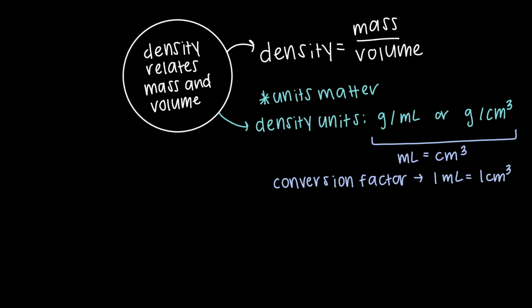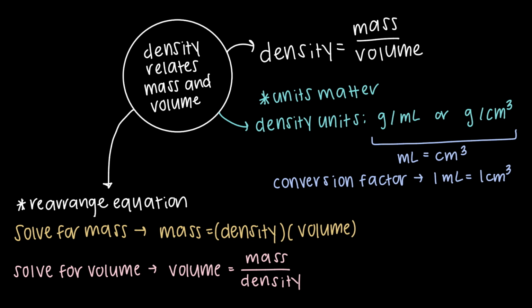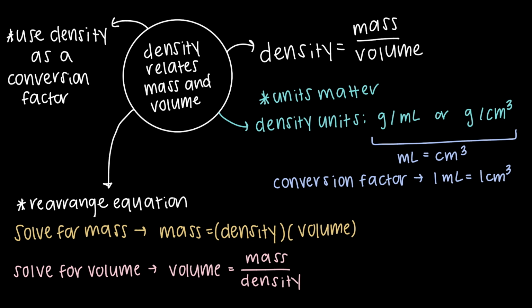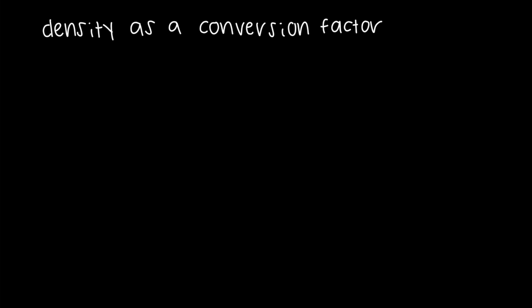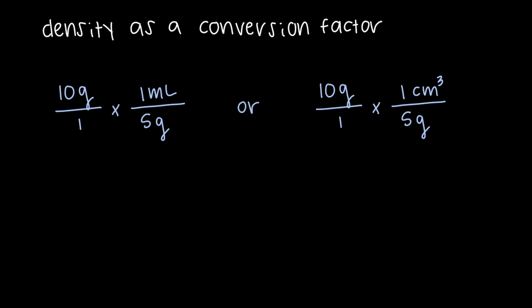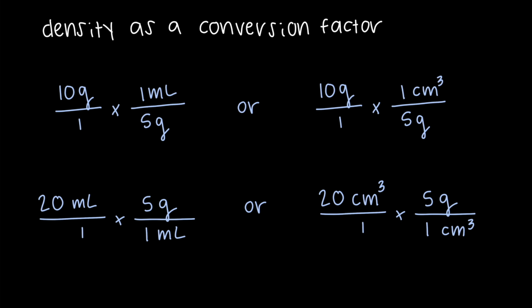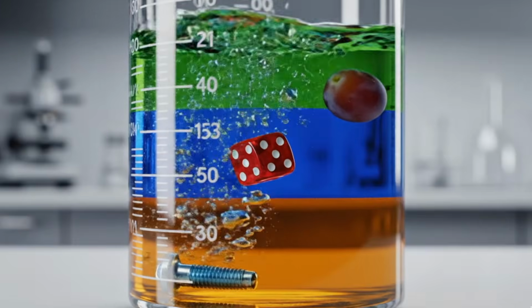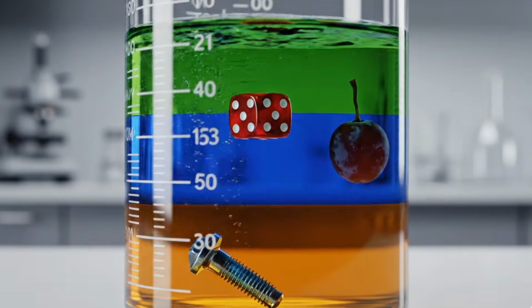You can rearrange the density equation to solve for mass or volume. You can also use density as a conversion factor to cancel out mass or volume to get to the other. So if we had grams initially, we could divide by the density value to cancel out grams to get to milliliters or cubic centimeters. And if we had milliliters or cubic centimeters initially, we could multiply by the density value to cancel out milliliters or cubic centimeters to get to grams. Once you understand those ideas, density problems become very predictable.